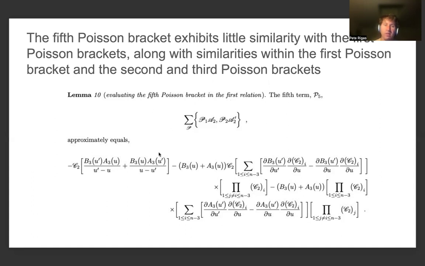So this is given by the fact that this is the fifth Poisson bracket, and there doesn't appear any power of sine of 2 eta anywhere in either of the two arguments of the Poisson bracket. And this in turn results in a much more complicated expression, because in the first term of the superposition for approximating this Poisson bracket, we have some term which is scaled inversely proportional to U prime minus U and U minus U prime.